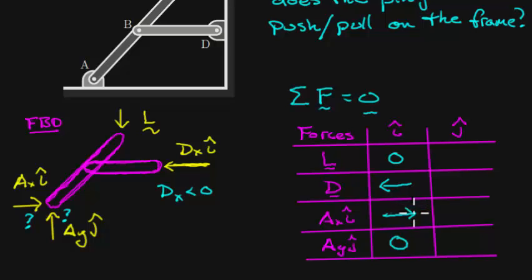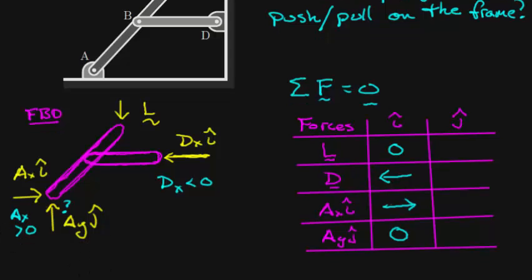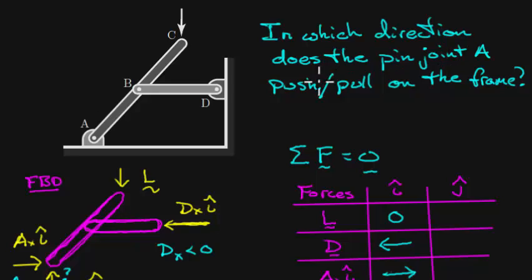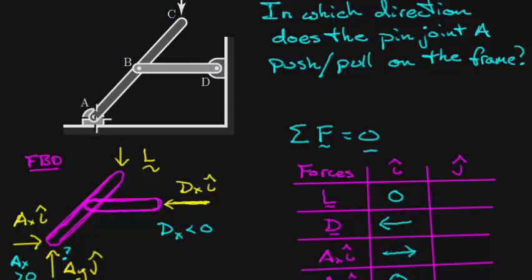The only thing that can cancel the D pulling to the left is this AX pushing to the right. So we know that AX has to be to the right. So let me go down here and take off this question mark. We know that AX has to be pushing to the right. In other words, AX has to be positive. Yes, that's a nice result, actually, because that partially answers our question up here. Which direction does the pin joint A push or pull on the frame? We know that pin joint A pushes to the right. We don't know yet whether it goes up or down, but it's definitely pushing to the right.